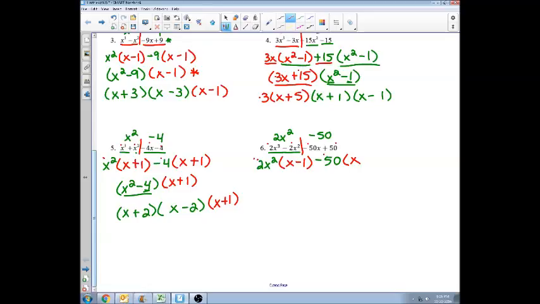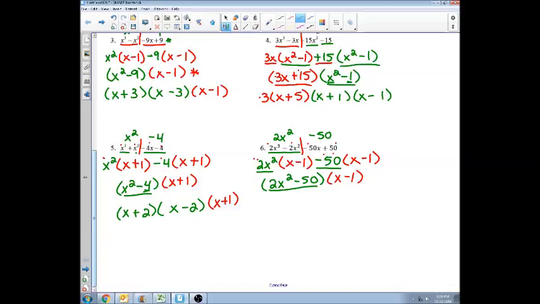Positive 50 divided by negative 50 would be negative 1. Just like I have done every other time now, this 2x squared, this negative 50, will be put into a set of parentheses alone. The identical parentheses will be brought down one time. Now I'm looking to try to factor this 2x squared minus 50.